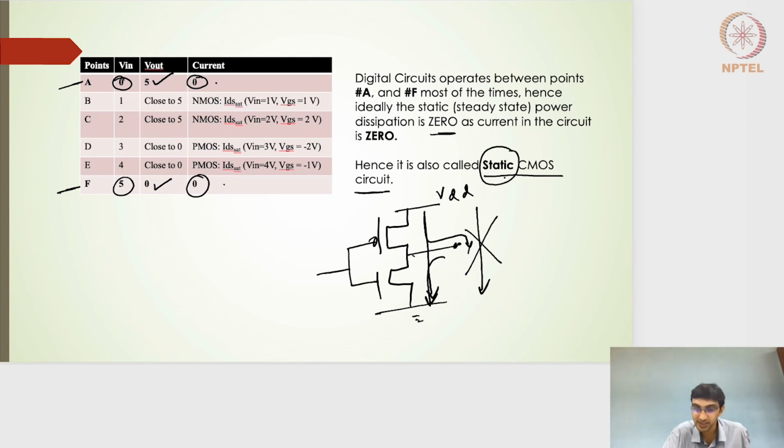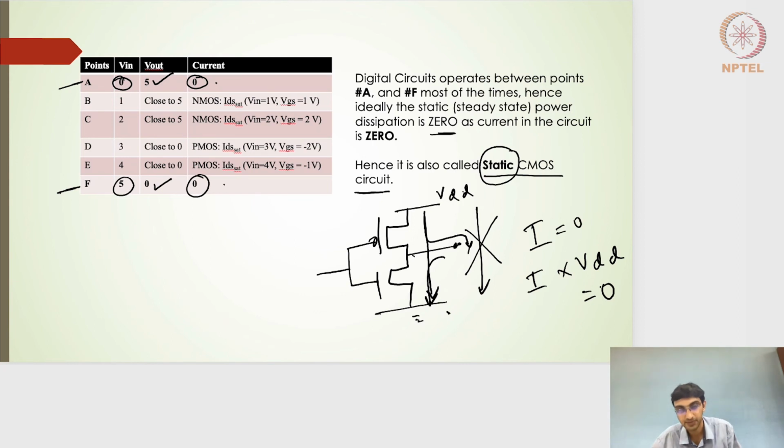And that is one of the significant advantages of the static CMOS circuit families: the current dissipation from VDD to ground is 0. And if the current is actually 0, current multiplied by VDD, where VDD is nothing but the potential difference between this particular rail and this particular ground rail, is also 0. So the power dissipation is actually 0 in a steady state for static CMOS circuit families, right? So that is one of the significant advantages.